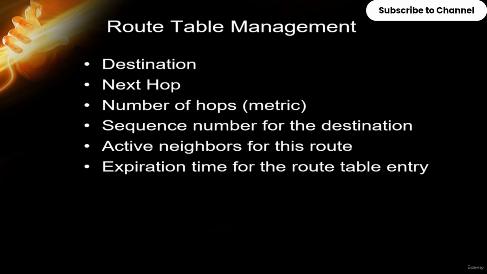If a new route is offered to a mobile node, the mobile node compares the destination sequence number of the new route to the destination sequence number for the current route. If the new route has the highest sequence number, it is chosen.